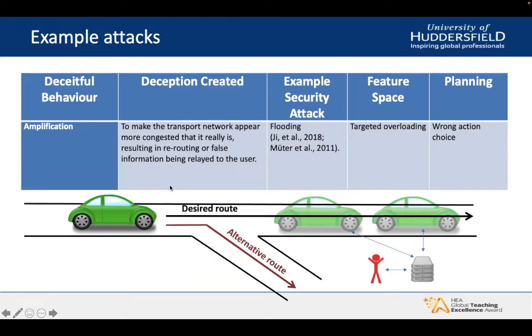The next one, amplification. So this one, we could be looking to make the transport network appear more congested than it really is. Earlier on we had the opposite of this one. This one could be where the adversary wants to make the desired route that somebody wants to go on appear very congested, so that the planning algorithm puts them on an alternative route, which could be at higher cost to the victim, or it might be comparable, but they're doing it for their own benefit, right? So for some reason, the adversary is going to win from that.